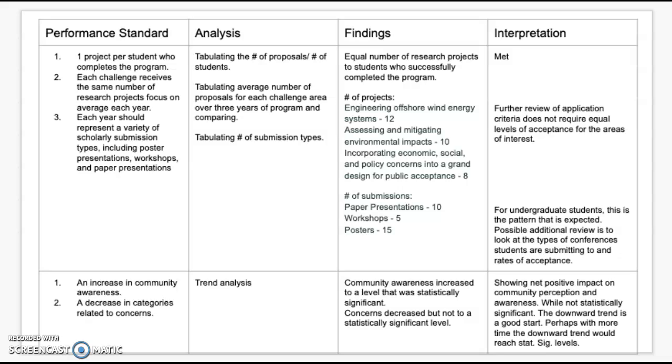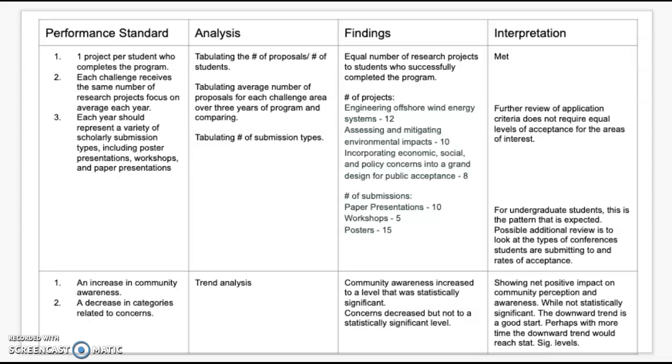We'll continue our example by looking at the findings and exploring some possible interpretation of them by the committee. We find that our number of students completing the program and the number of research projects is equal, so this performance standard is met. With 10 students accepted per year and the program running for 3 years, we would see 10 projects for each challenge area.